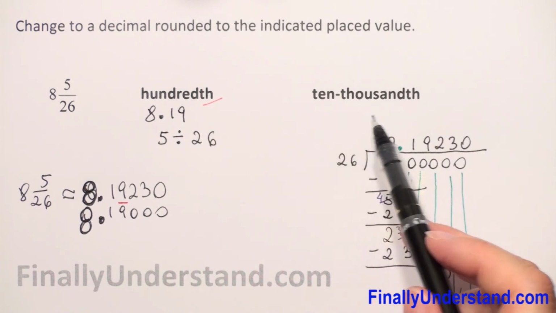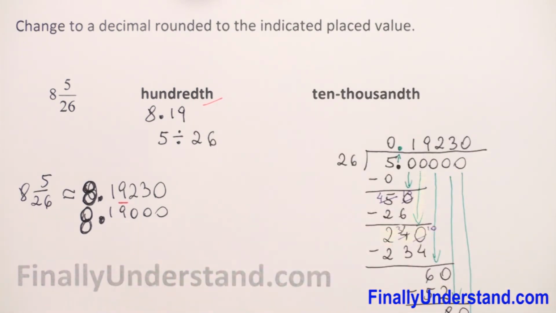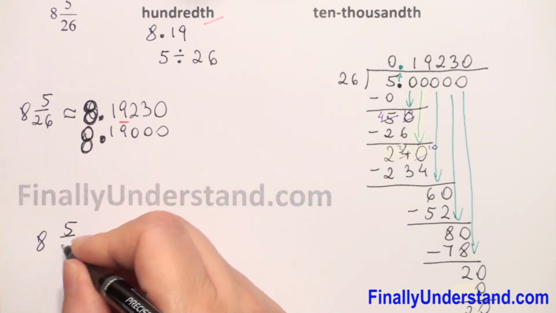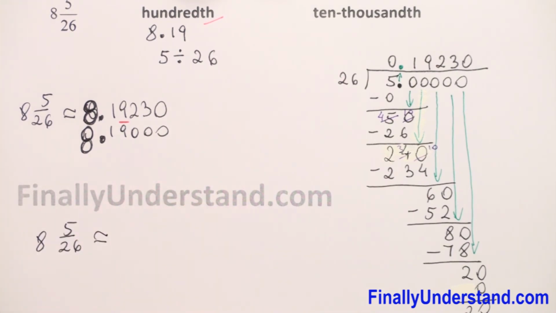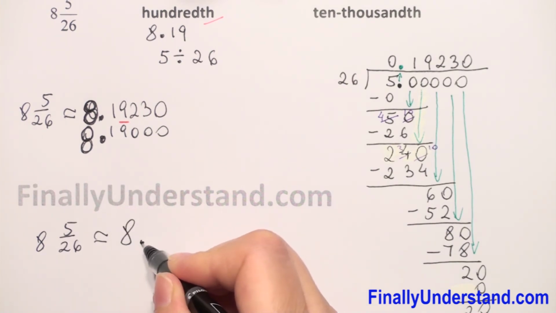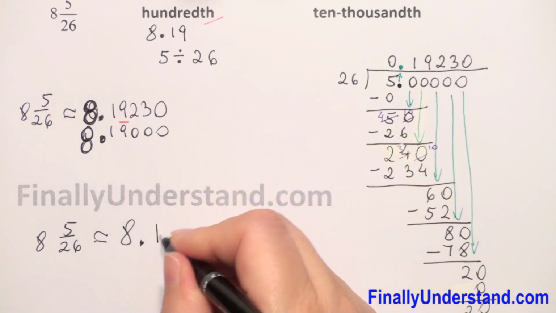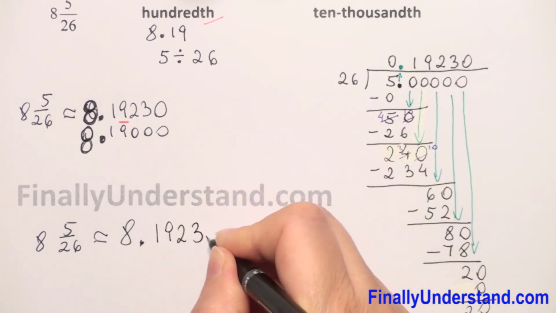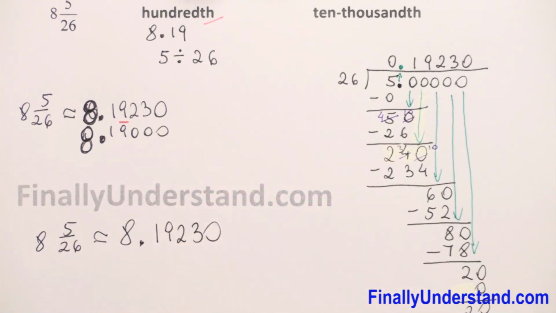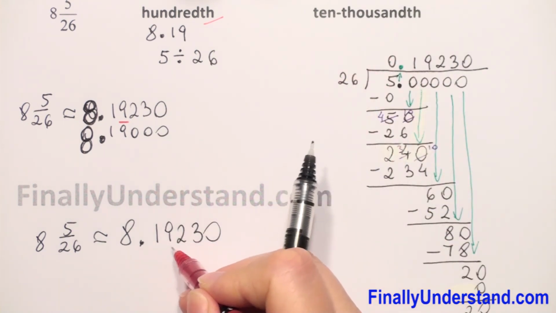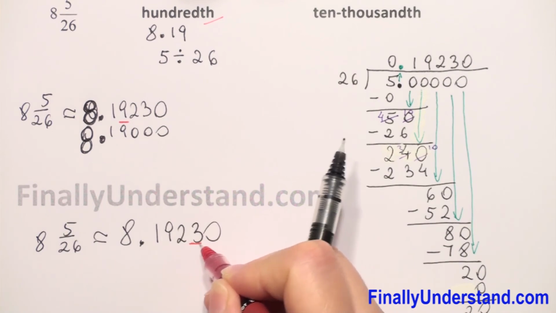Now we need to round to the 10,000th. So let me write this one more time. We have 8 and 5 over 26. This is approximately equal. Don't forget about this whole number. This is 8. The decimal point we copy, and everything we got on the top from long division: 1, 9, 2, 3, 0. We have the approximately symbol because we didn't finish long division. And next we have to underline the 10,000th place. 10, 100, 1,000, 10,000 is 3.